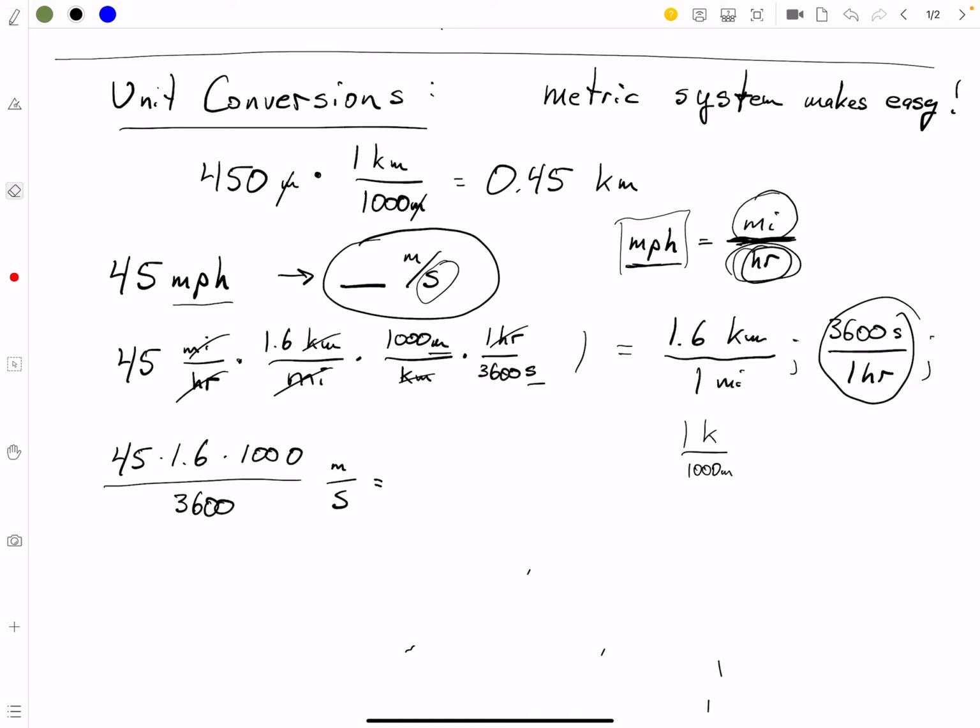So if we go through and plug in all those things, we should get that 45 miles per hour is approximately 20.8 meters per second. Okay, great.